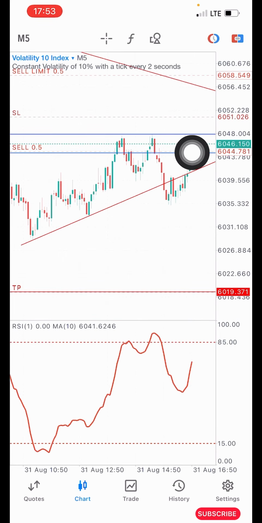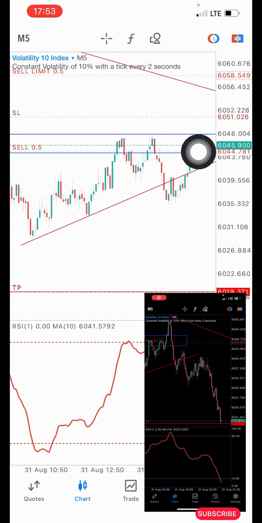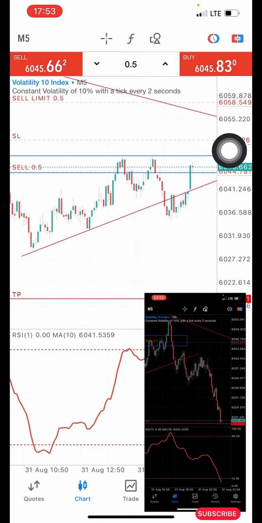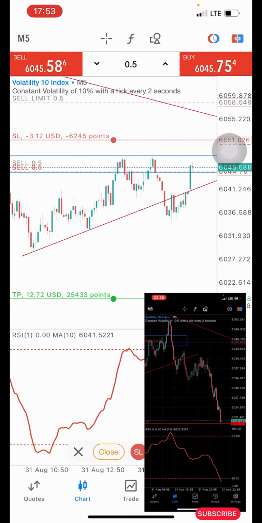Now I know that this is a very strong resistance zone, and as you can see, I've taken a sell in that. Initially I took the sell from this place. Price moved down a little bit and then went back into the zone again. I'm still going to be holding, if possible add more.